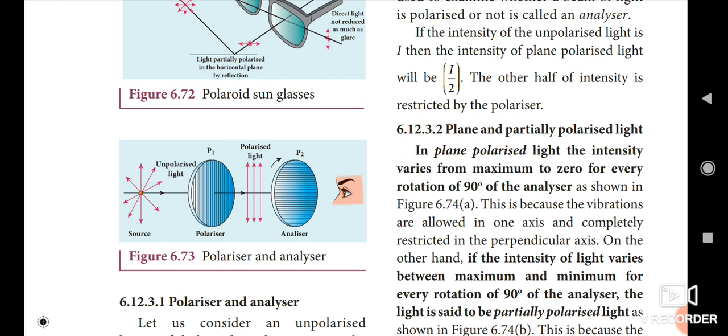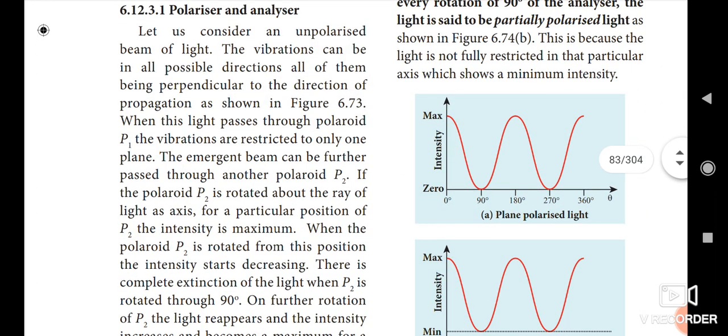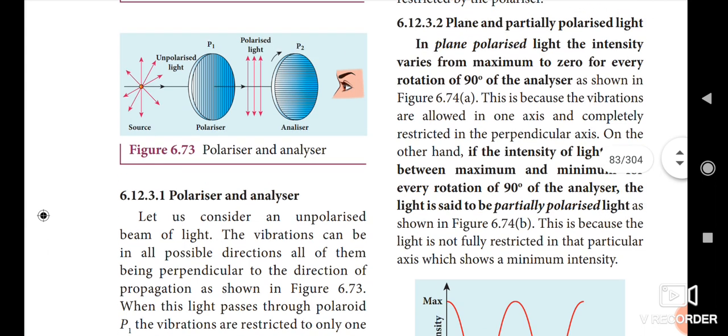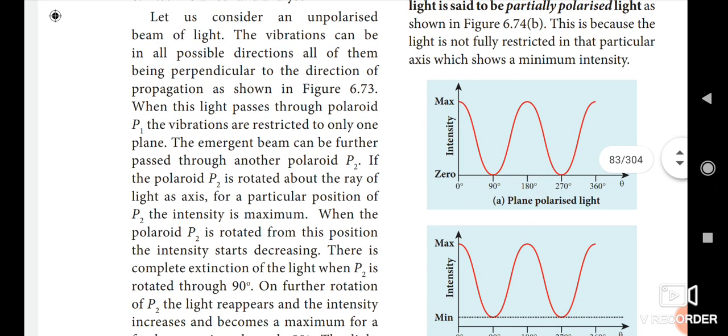So one analyzer is placed here. By using this analyzer we have to see whether the light that comes out of the polarizer is polarized light or not. When this light passes through the polarizer P1, the vibrations are restricted to only one plane. Already I said, there are so many planes here. The polarizer allows only one plane, and the remaining planes are restricted. The emergent beam can be further passed through another polarizer, which is called the analyzer.